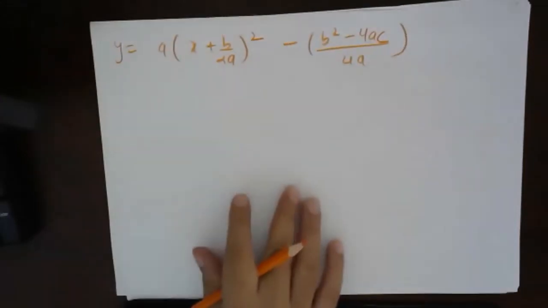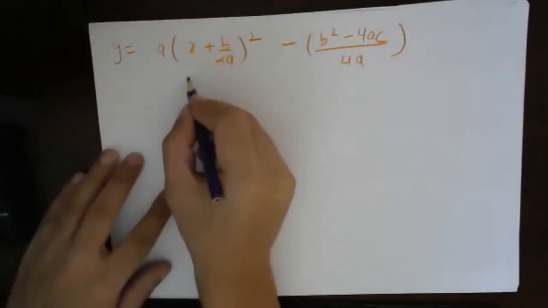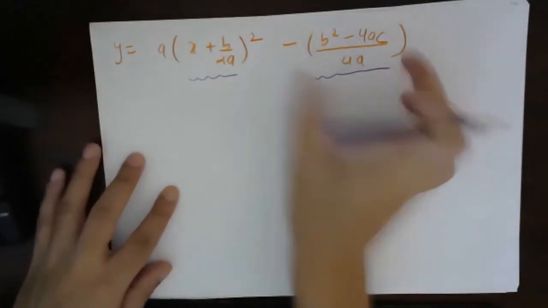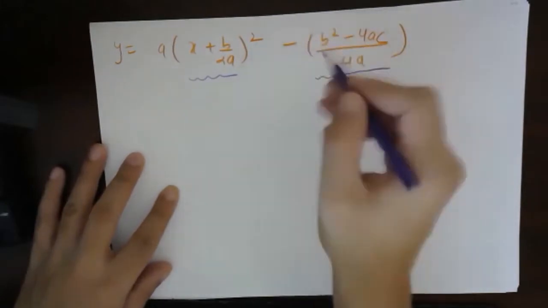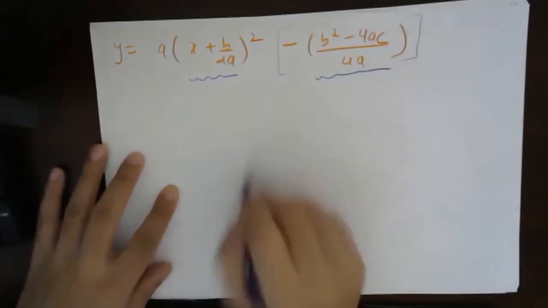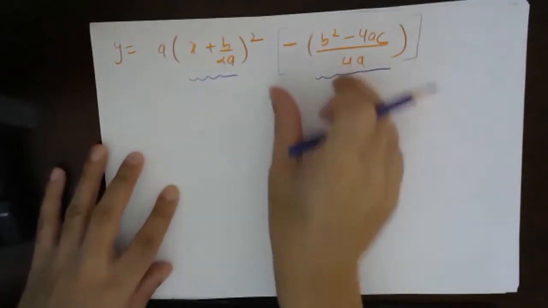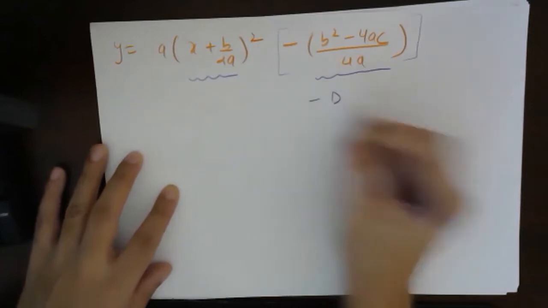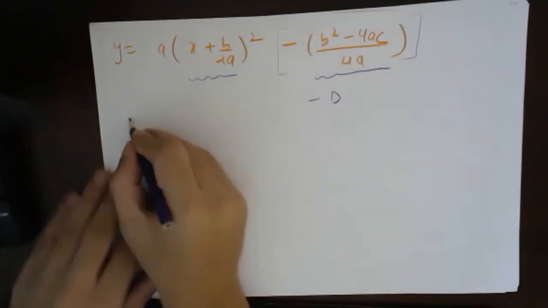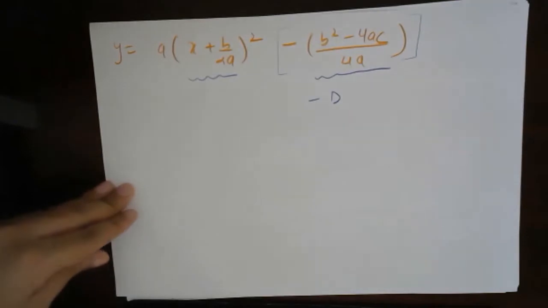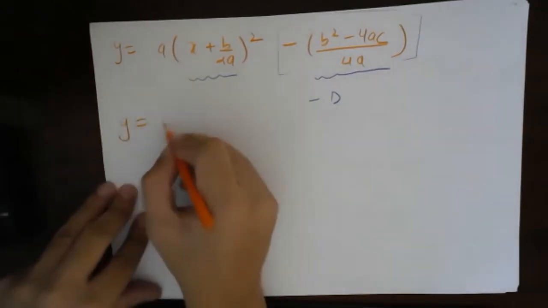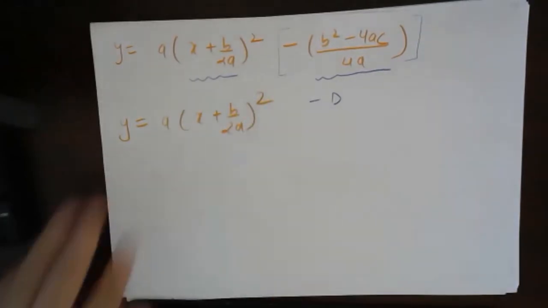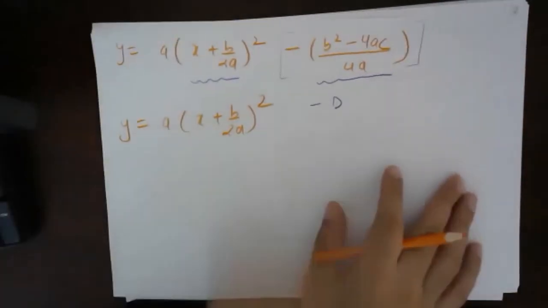This is the same thing which I have written before, where I know that this is the variable part and this is the constant part. So this constant, I will simply write as some constant. Let's write this as minus of d. So we will get y is equal to a into x plus b by 2a whole square minus d. This is a constant now.